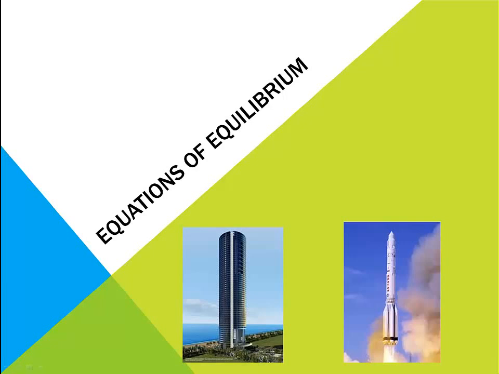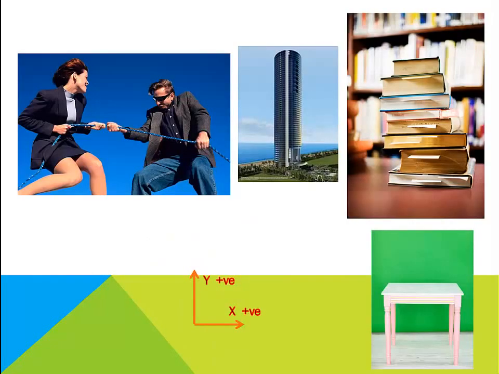How to define this in a scientific way? When the summation of all the forces acting on an object is zero, then the object is said to be in equilibrium. In other words, if an object is in complete rest with respect to a surrounding environment, then it is said to be in static equilibrium. For example, a rope used in the tug of war with equal forces from both sides, a standing building, books on a table, or a table itself, and so on.